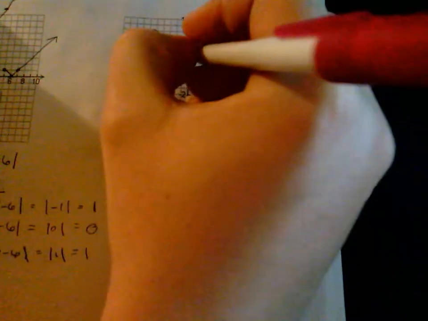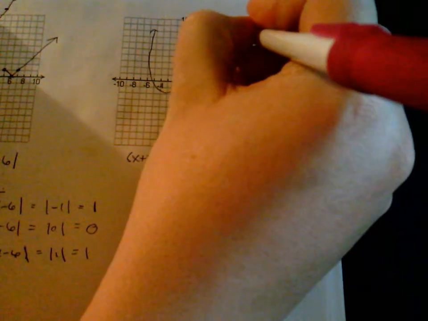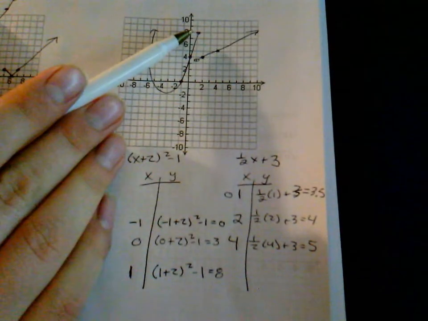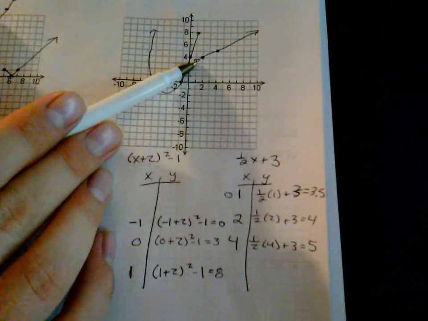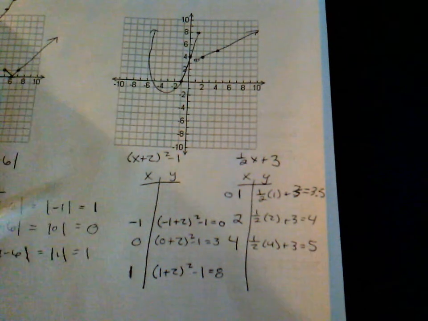So once again, these things cannot pass each other. So this can't go any farther than this spot. This can't go any farther than this spot. So that's how that works.